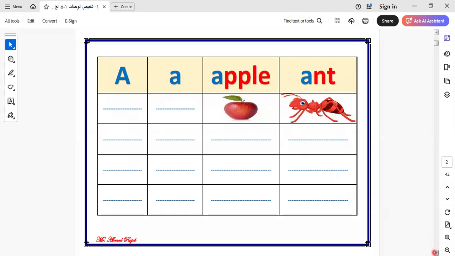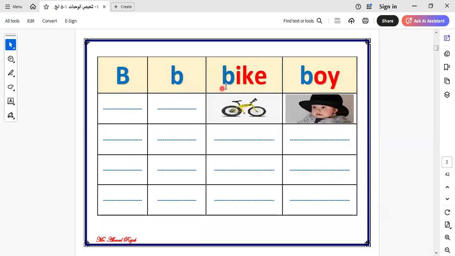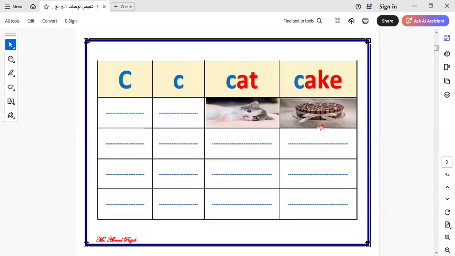Let's go to another one. Capital B and small b for bike and boy. Capital C and small c, cat and cake. As we know from the last video, C is pronounced as K, written as C and pronounced as K, like cat and cake. Let's go to another letter.